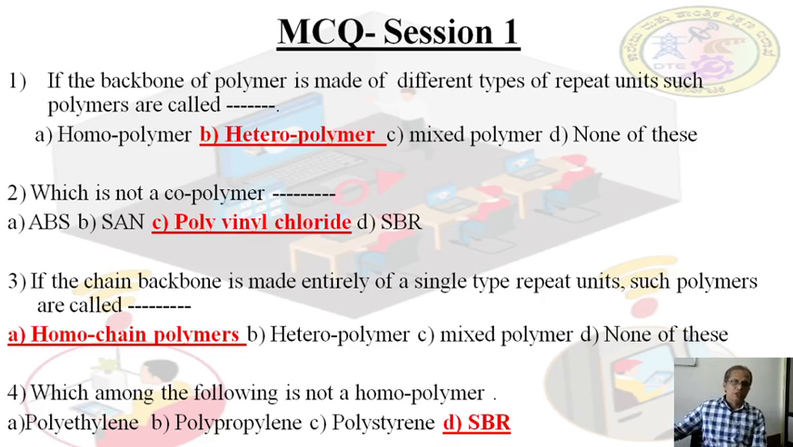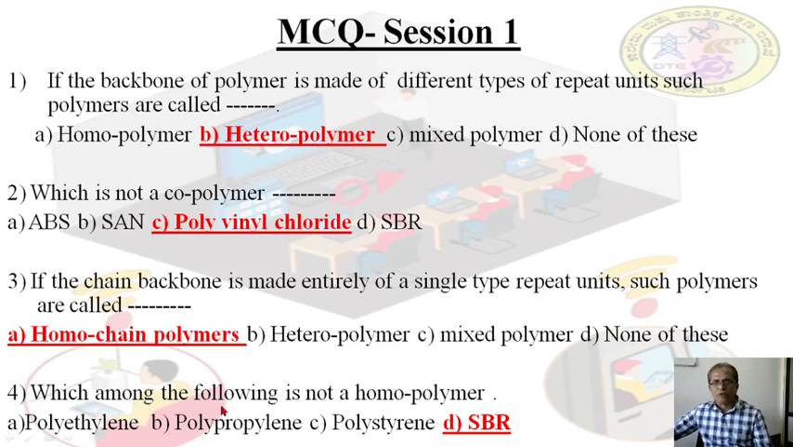Now question number 3. If the chain backbone is made entirely of a single type of repeat unit, such polymers are called dash. Homochain polymers, heterochain polymers, mixed polymers, none of these. The backbone is made entirely of a single type of repeat unit. Hence, the answer should be homochain polymers.